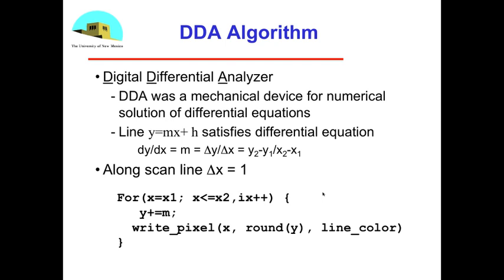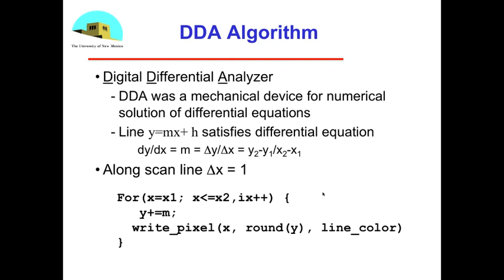And so what they were doing was solving the simple differential equation that you get by looking at the equation for the line y equals mx plus h and differentiating it with respect to x, and you get dy/dx is the constant m, which is delta y over delta x. So it's a fancy name for a very simple thing, but historically it was important.